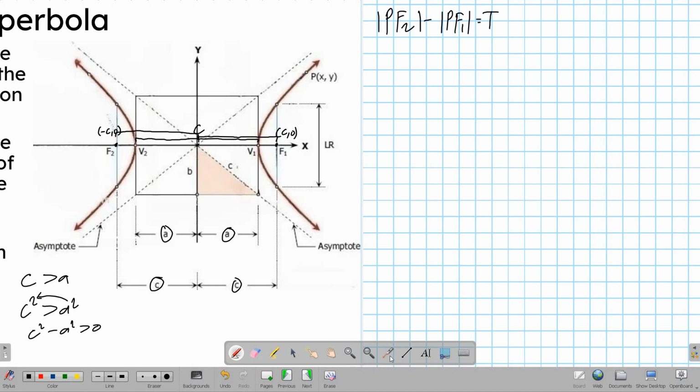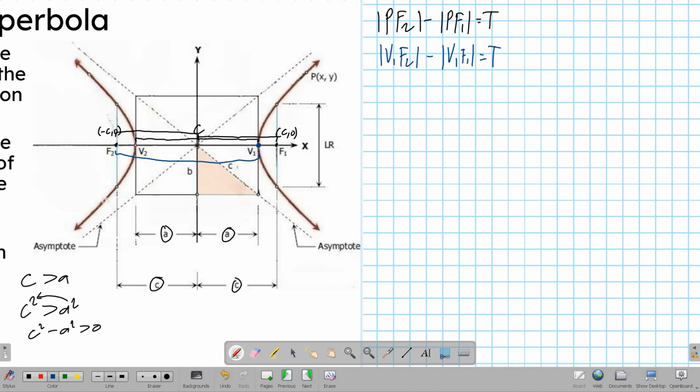Now, since v sub 1 is also a point on the hyperbola, I can also say that the distance from v sub 1 to f sub 2 minus the distance from v sub 1 to f sub 1 is also the same constant. So let's take a look at what that constant is, which we can use to find the simplest equation of the hyperbola. Since it's a horizontal distance, from v sub 1 to f sub 2, we can just simply get the differences of their abscissas.